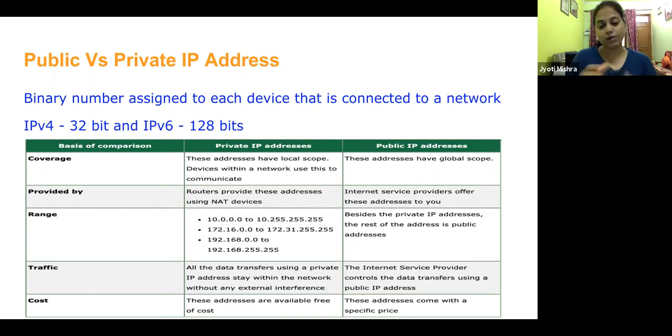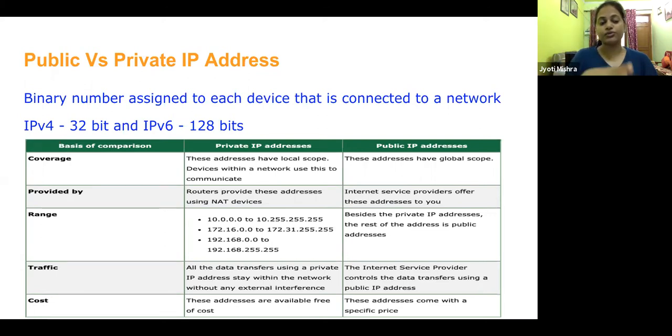And how do you define IP addresses? There are 2 kinds of IP address. One is your IPv4, which is of 32 bits. We divide it into octets of 8 bits, so 32 is like 4 octets. Then IPv6 consists of 128 bits.